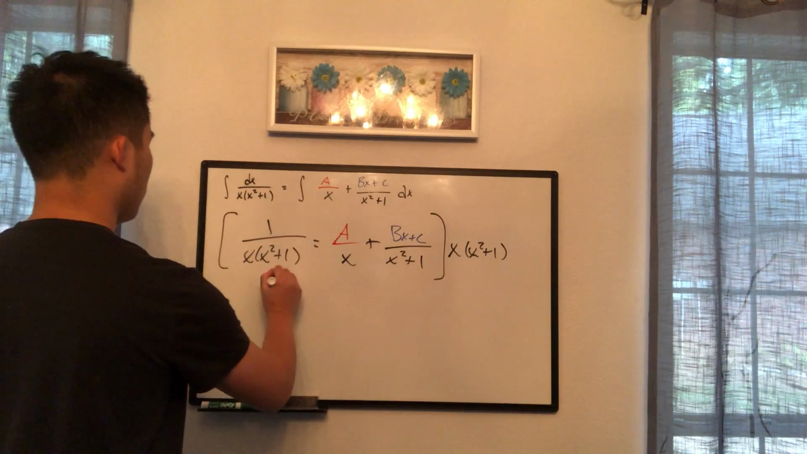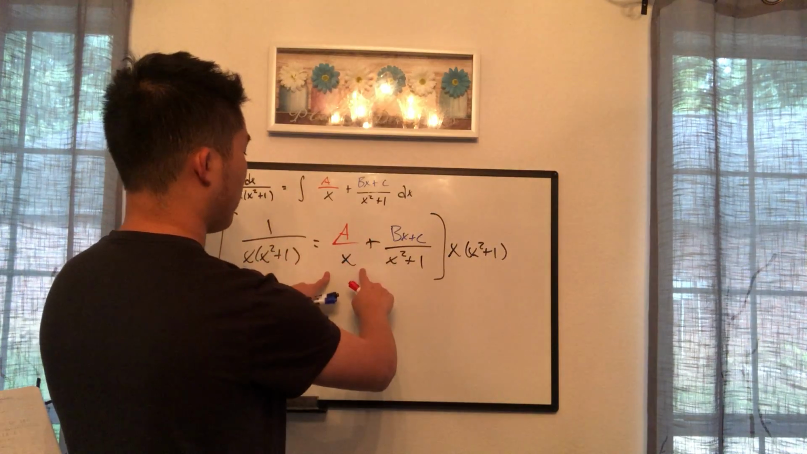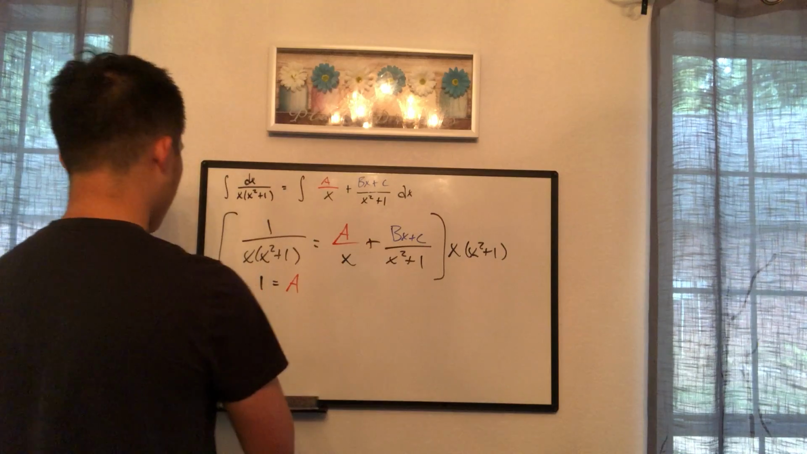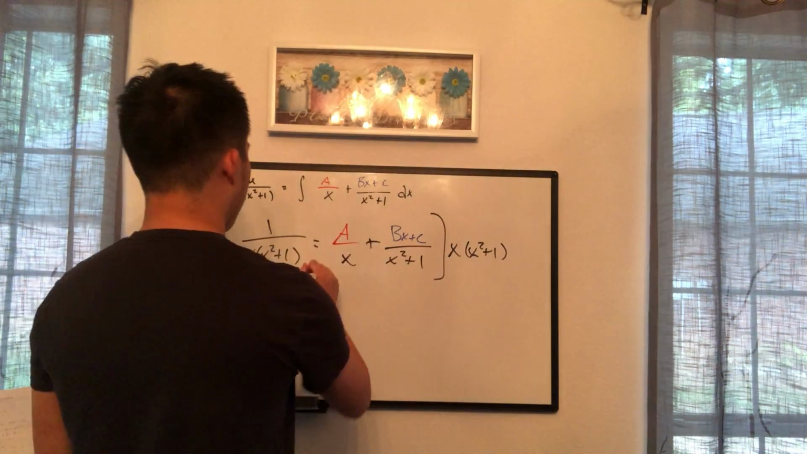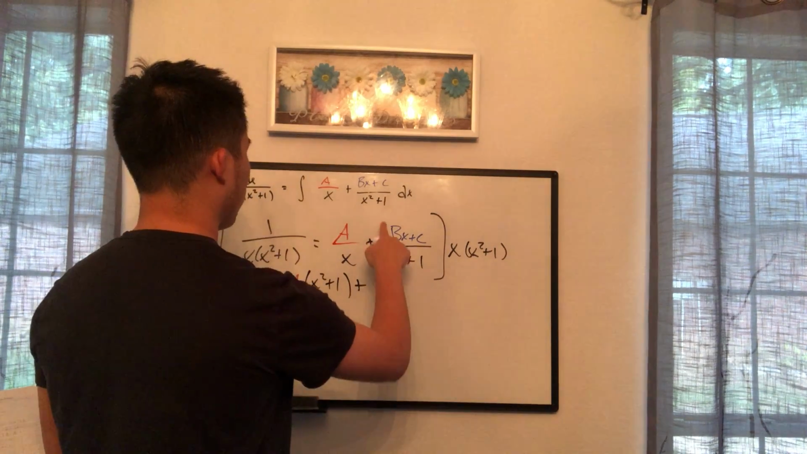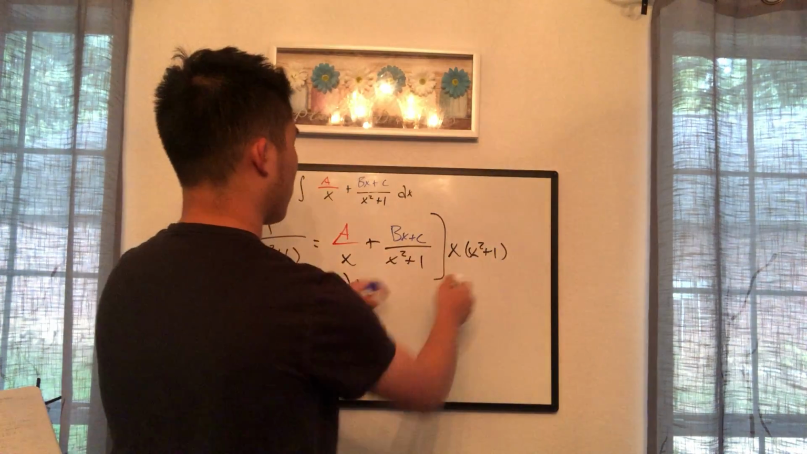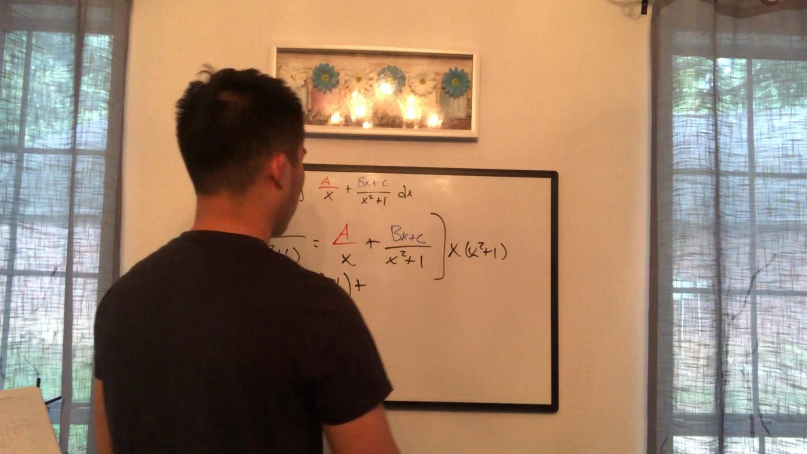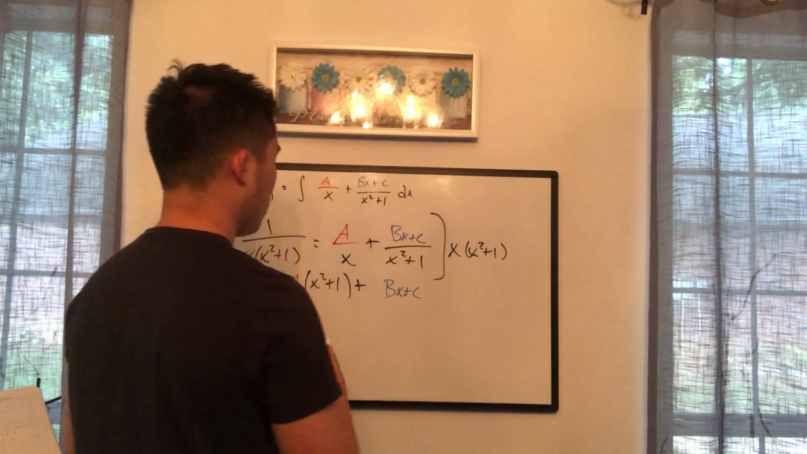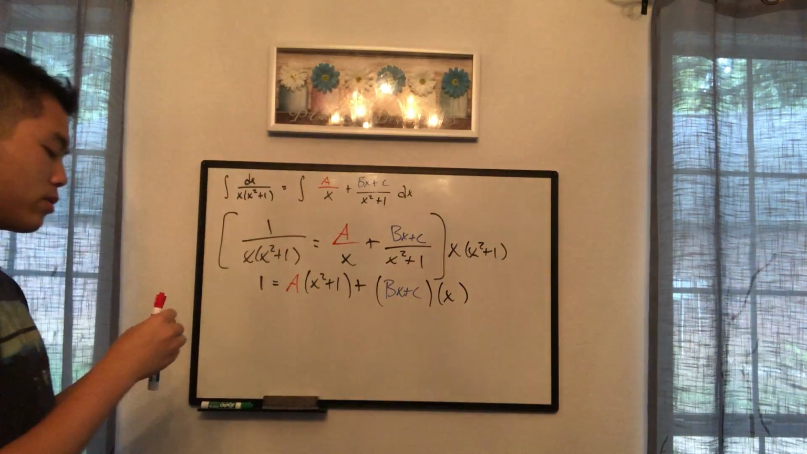So we have 1 equals, in A over x, we see that these two x's cancel. So we have A times x squared plus 1, and then plus we have Bx plus C over x squared plus 1, and we can see that the x squared plus 1 cancels out, so we're left with Bx plus C times x. And next we're going to solve for our variables.